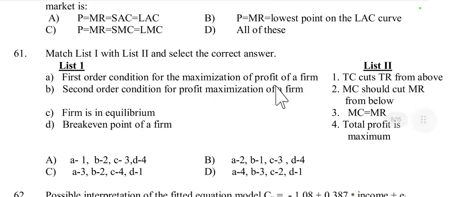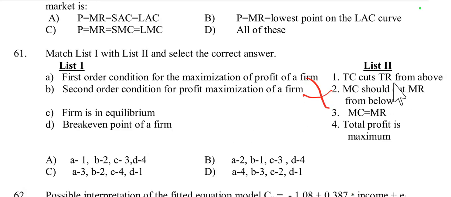Then 61, list 1, list 2. The first order condition for maximization of profit of a firm is MC is equal to MR. Then the second one is the second order condition for profit maximization of a firm: MC should cut MR from below. These are the two conditions for profit maximization. The first condition is MC is equal to MR. The second condition is MC should cut MR from below. Then the firm is in equilibrium.